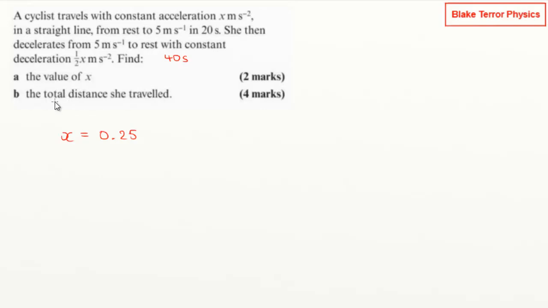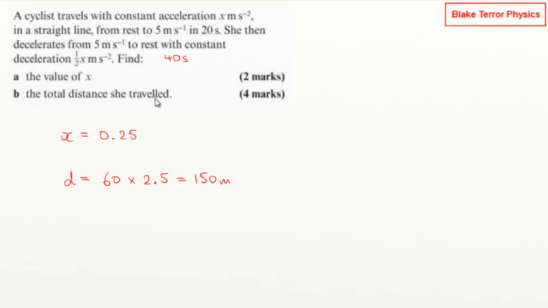So if we're looking for total distance travelled, well, speed is what we want. So we're travelling at 2.5 meters per second on average over the entire journey for 60 seconds. So the total distance travelled, d, is going to be 60 multiplied by 2.5, which is 150 meters.